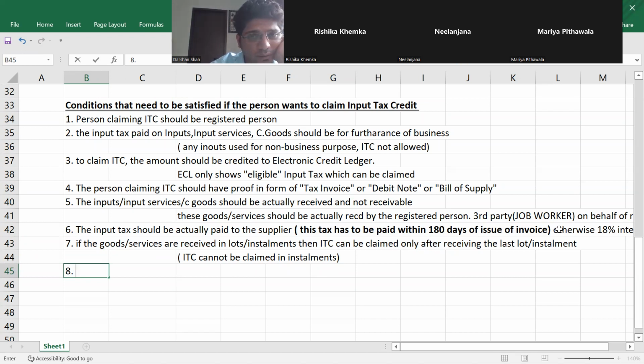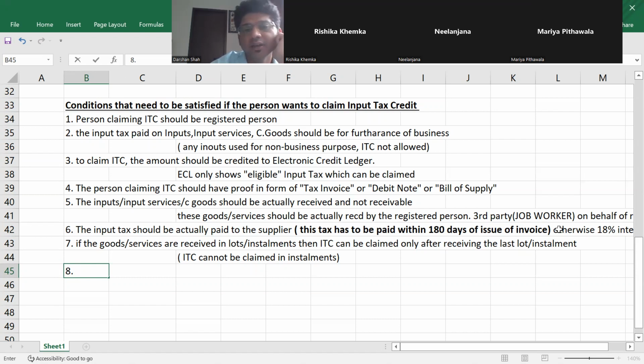Go ahead. What if the goods that have been received are in installments over a long period of time? Even if they are for 3 years, you can claim ITC only after the 3rd year. But then the invoice is already issued. Doesn't matter. That's the rule.